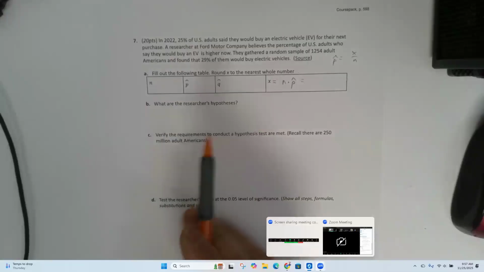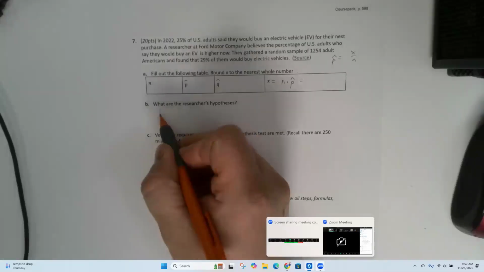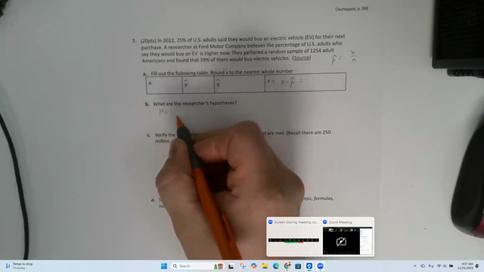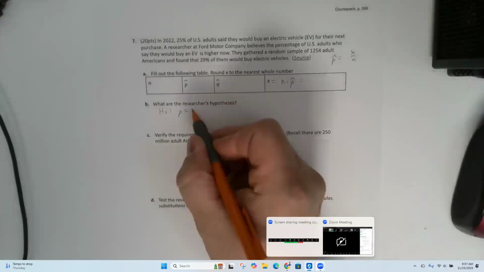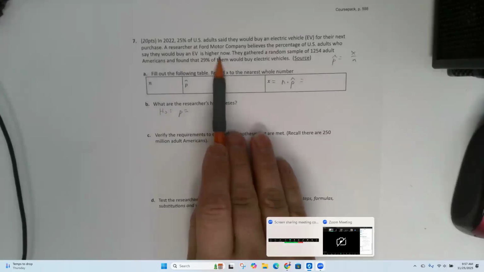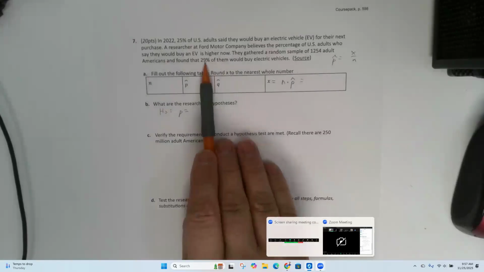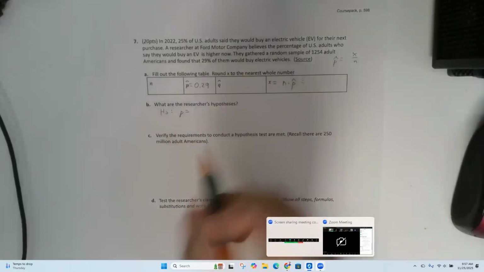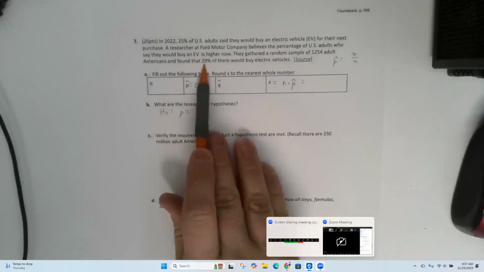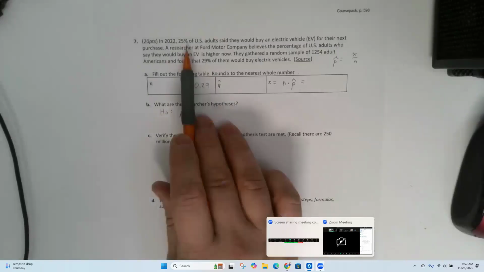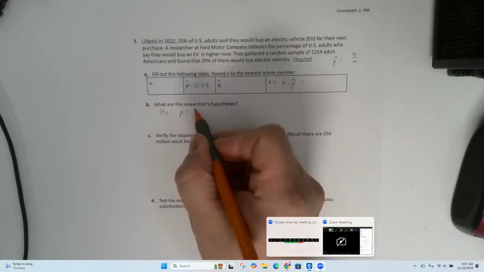What are the researchers' hypotheses? So the whole hypothesis is that P equals, so what's our P value? So this one's P hat, because that's the proportion in the sample. So what are we comparing against? We're comparing against 25%.